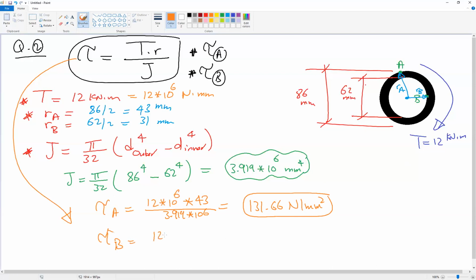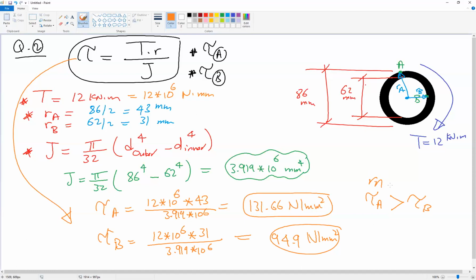And tau B will be 12 multiplied by 10 to the power 6 multiplied by 31 divided by 3.919 times 10 to the power 6. This gives us tau B as 94.9 Newton per millimeter square, and we should expect that tau at A should be greater than tau at B because RA is greater than RB. Okay.